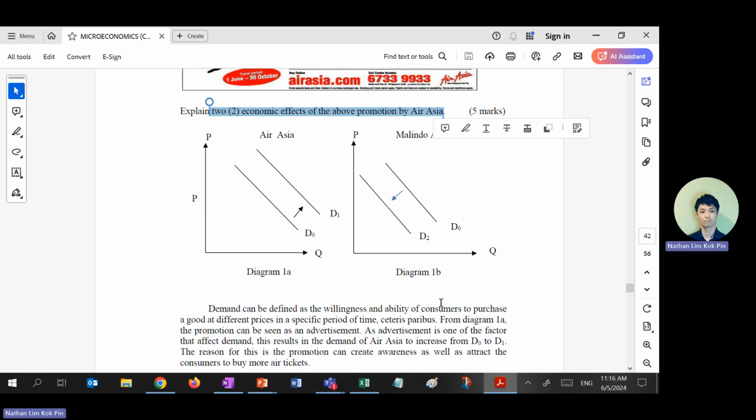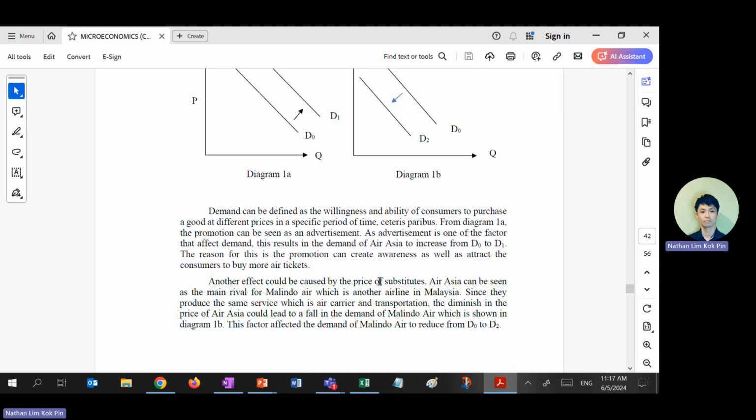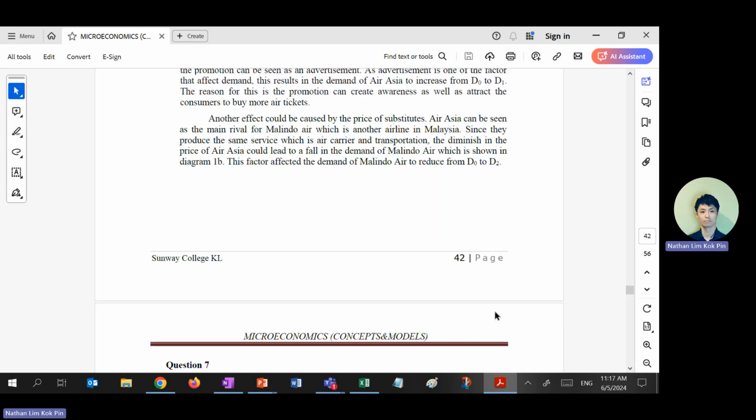Write longer, not just because longer, but the factors that affect Chinese New Year, Hari Raya, Deepavali. Very long, 1.5 pages, still 1 mark only. Okay.